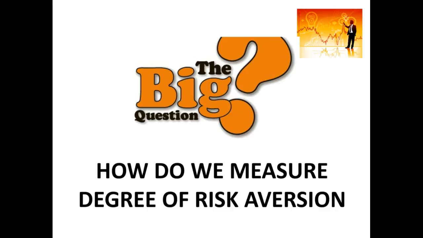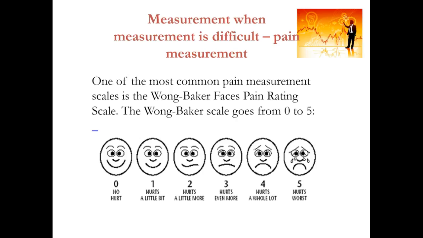So if we think about measuring risk aversion, what we can think about are some similar types of concepts that aren't easily measurable, and consider how they're measured. One concept that might be considered akin to risk aversion is pain. We know that pain is suffered to differing degrees when we have different injuries, but pain is also not something that we can easily measure. We can't just stick a thermometer down someone's throat to identify how much pain they might be in.